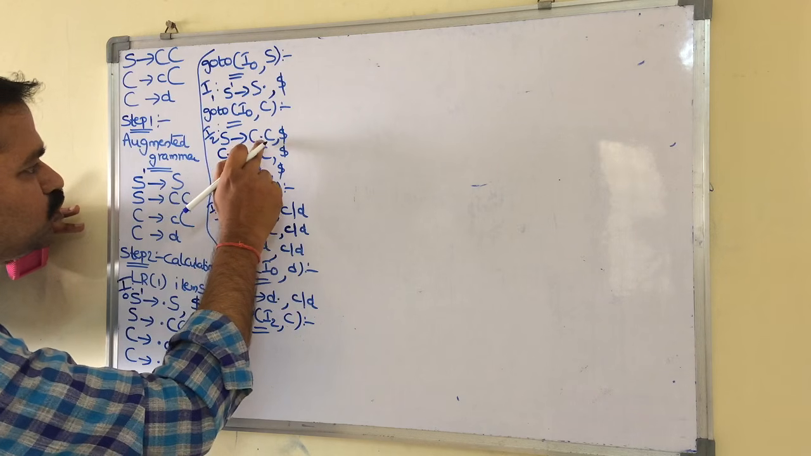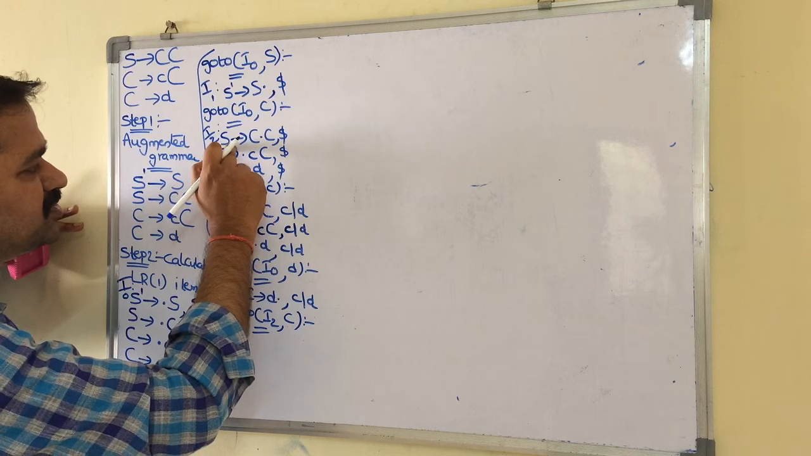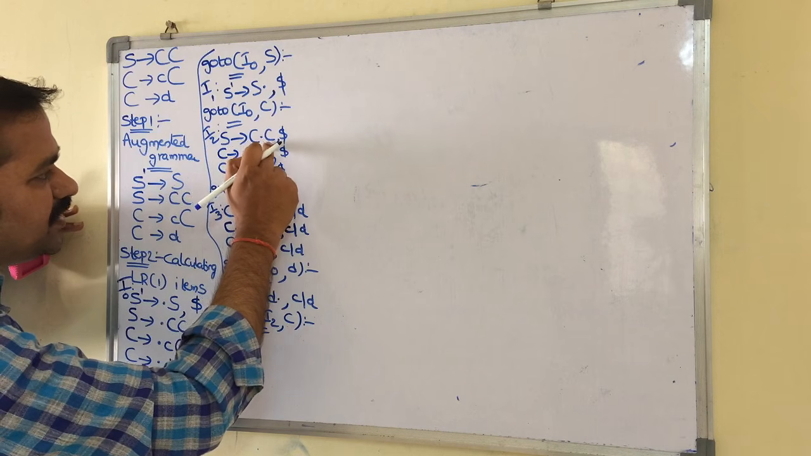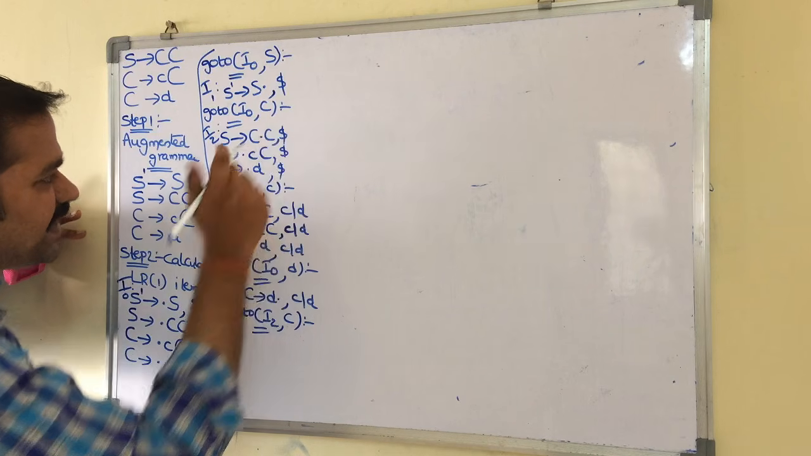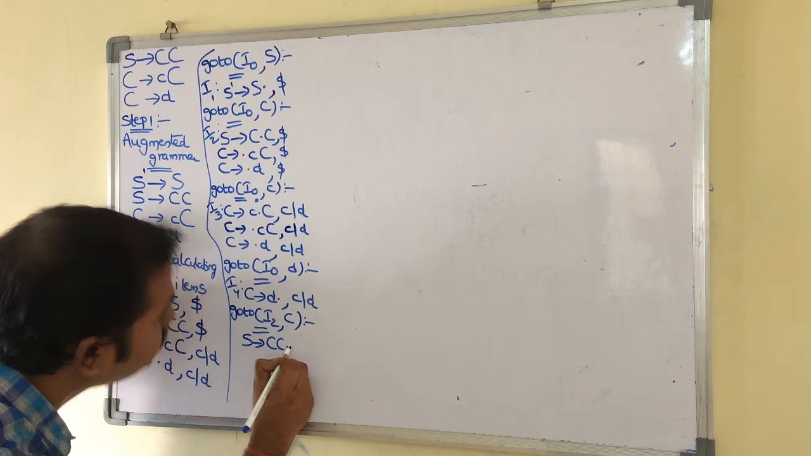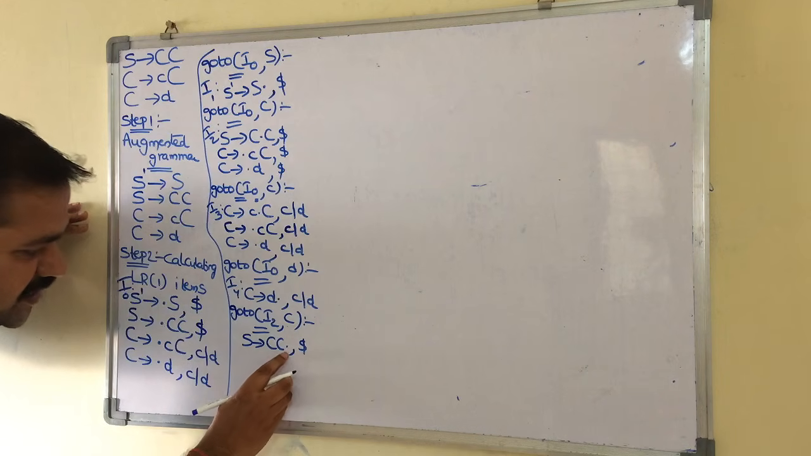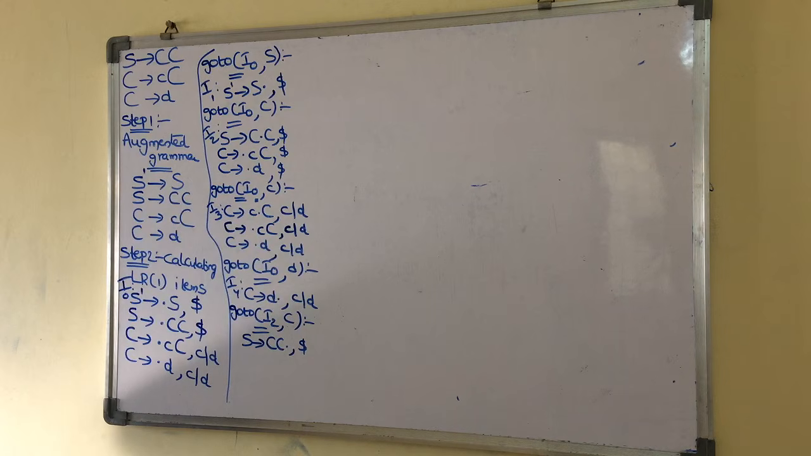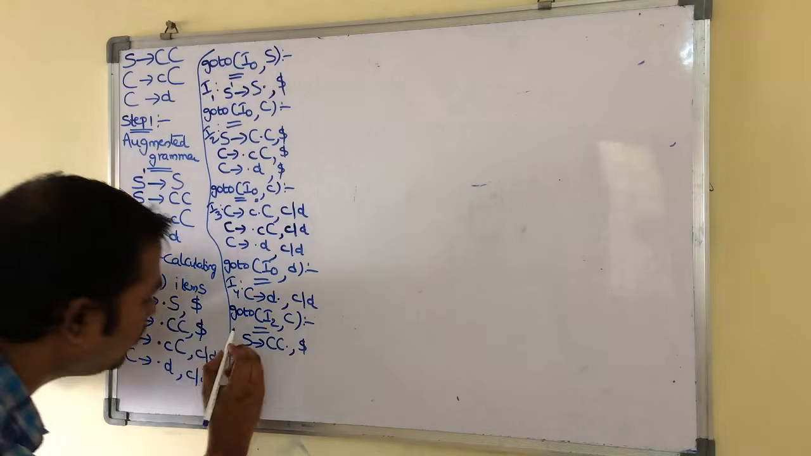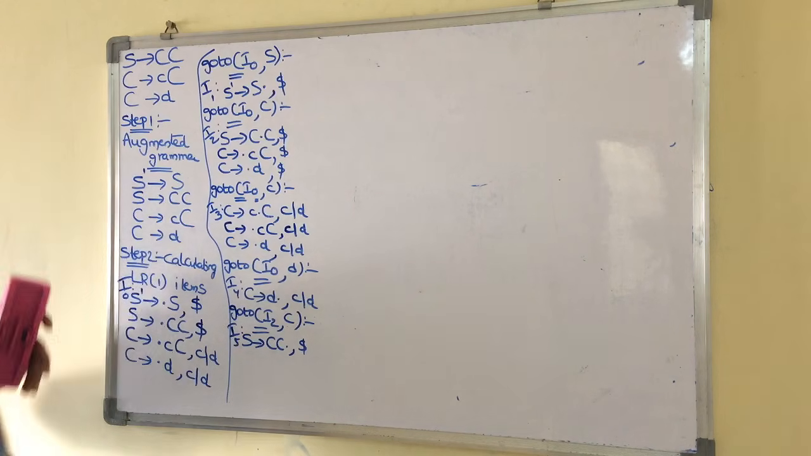Whenever we apply goto, what will happen? Dot will be moved one position to the right. So the production will become S produces CC dot, and we need to write the look ahead part as it is, comma dollar. Here after dot there is no non-terminal, so no need of any expansion. So goto of I2 comma C is over. Let us consider this state as I5.